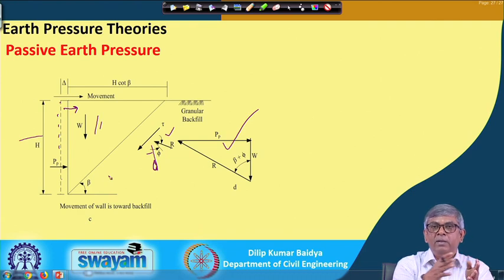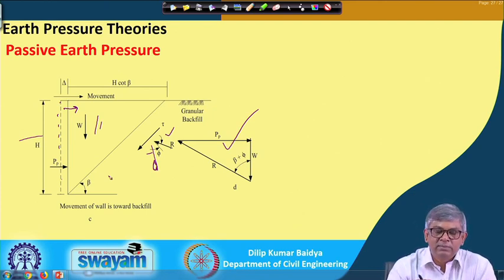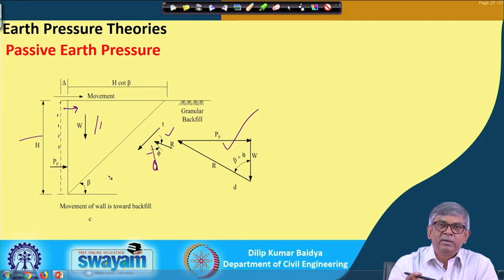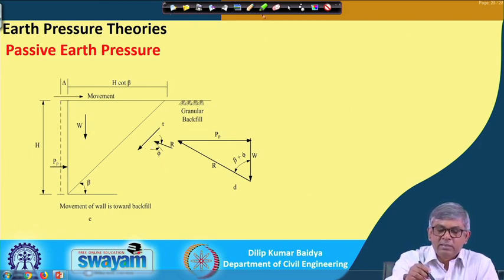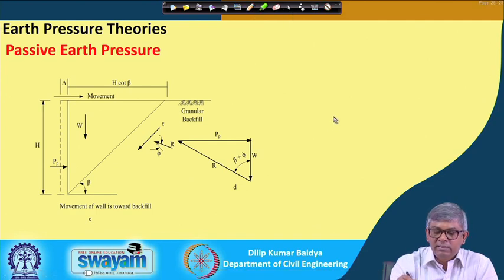So, like that I will get a number of values of P p for different values of beta, and then I have to find out at what value of beta P p becomes maximum. Earlier we investigated for a minimum, now it is a maximum. So, we can do a little analysis and find the value of beta for which it becomes maximum, and then substitute the beta to find the maximum passive pressure. So, for this let us do the little analysis.